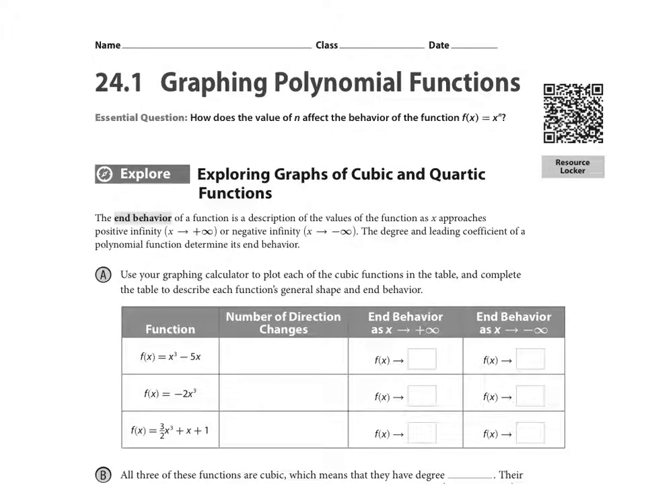Okay, lesson 24.1, graphing polynomial functions. One of the things you want to pay attention to here is some notation. When we talk about end behavior, we're talking about what happens at the ends of the graph itself. So as x approaches positive infinity, if you're looking at a graph, let's say a quadratic for instance, what you're talking about is, when x goes to the right, what is the function doing?